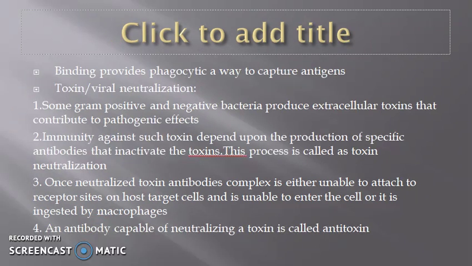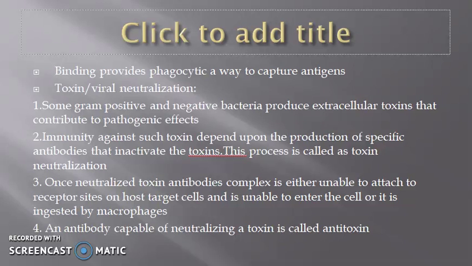The binding provides phagocytic cells a way to capture antigens, and there is toxin or viral neutralization. Some gram positive and gram negative bacteria produce extracellular toxins which contribute to pathogenic effects. And immunity against such toxins depends upon the production of specific antibodies that inactivate the toxins, and this process is called toxin neutralization.